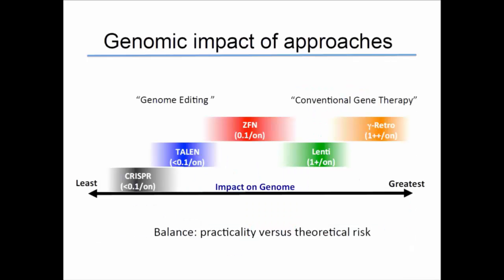Now, the various genomic impacts of the various approaches are diagrammed out here, with gamma retroviruses, which Mitch mentioned in the first gene therapy experiments that led, unfortunately, to some cases of leukemia. They have the greatest impact because they insert in many places in the genome. Lentiviruses, which also insert in many places, are thought to be less injurious, if you will. Zinc fingers, TALENs, and CRISPRs, depending exactly what flavor you look at, are less damaging in terms of off-target effects in the genome. However, this is still a field that's undergoing considerable improvements, as Mitch described. And I think in terms of the applications, one obviously has to balance what's practical versus the theoretical risk in any of these approaches.